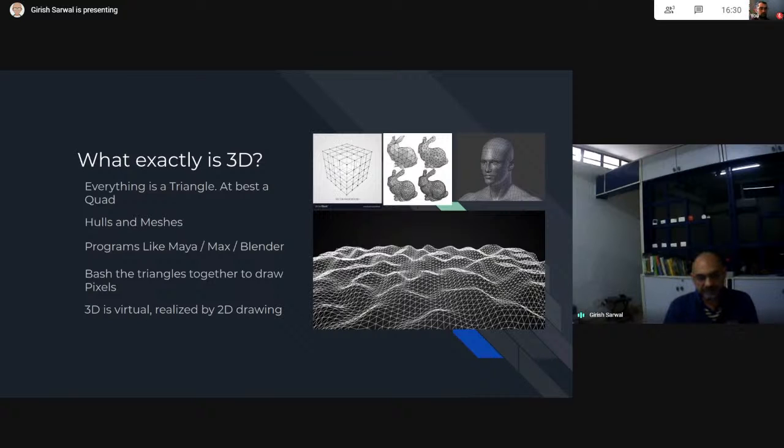So when you see this cube on the screen, there are a lot of 3D points in here. Your job is to bash these triangles together and convert them into pixels. Once you convert them into pixels, you can slam it to the frame buffer. The moment you slam it to the frame buffer, you start seeing things on the screen. Which is why we always say 3D is virtual and it is realized by 2D drawings.